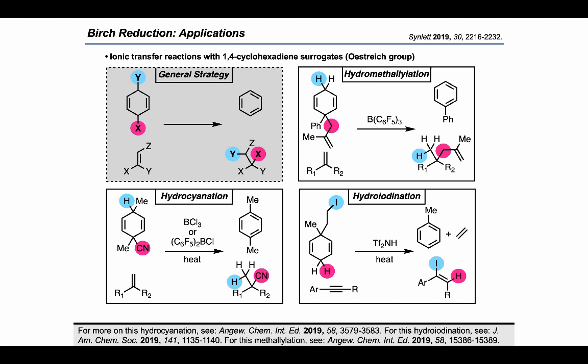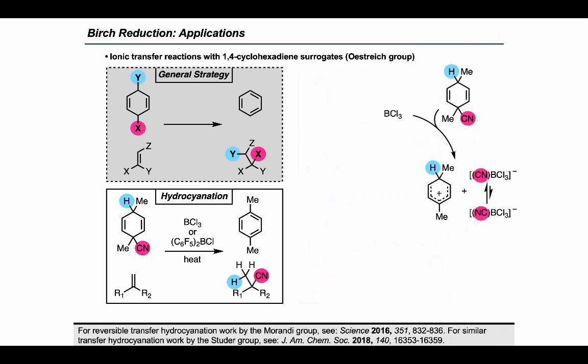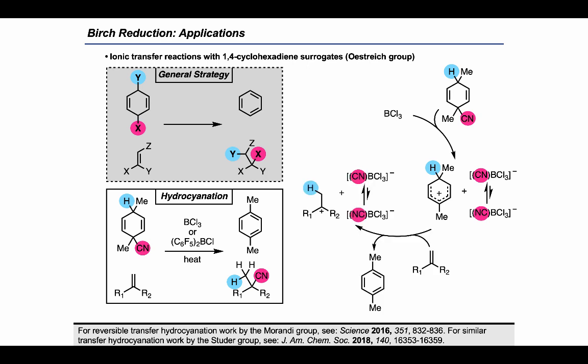Looking at one of these reactions in more detail, we can see how the mechanism is working. We'll take the hydrocyanation as an example. Here, the boron is abstracting the cyanide from the cyclohexadiene reagent to generate a cyclic pentadienyl carbocation, which is acting as an acid to protonate the alkene and generate a tertiary carbocation, which goes with the loss of the aromatic byproduct. Now the tertiary carbocation can be trapped by the cyanide anion to form the difunctionalized product and regenerate the boron catalyst.